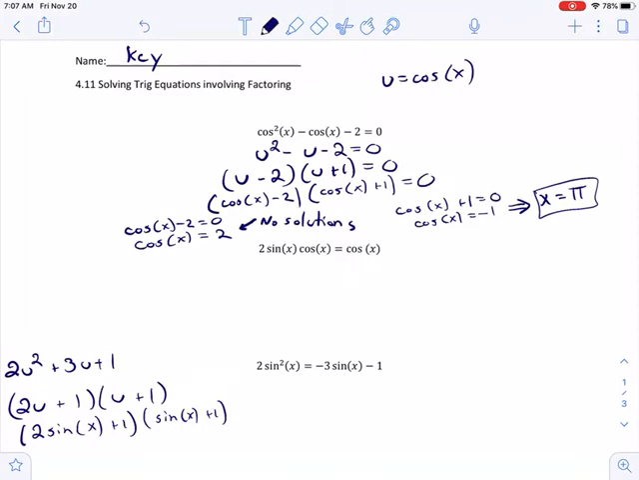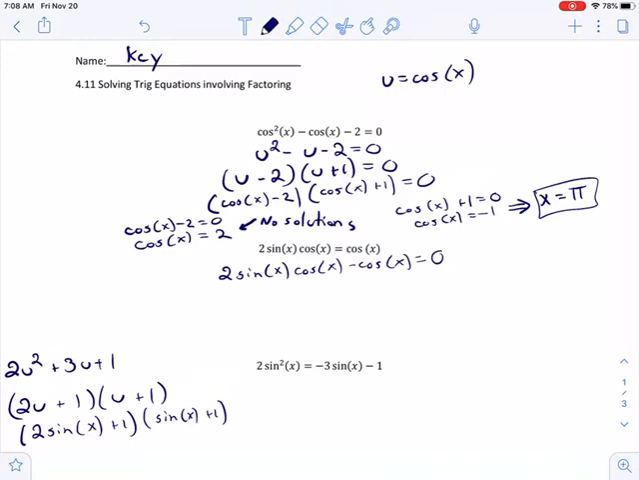Second problem, 2 sine of x cosine x equals cosine x. We don't actually want to divide by cosine x here, because whenever you divide by something like that, you're removing a potential solution from your problem. I'll probably talk about that more in class. But in these sample problems, we're going to be looking to set one side of our equation equal to 0, and then factor the left-hand side of my equation.